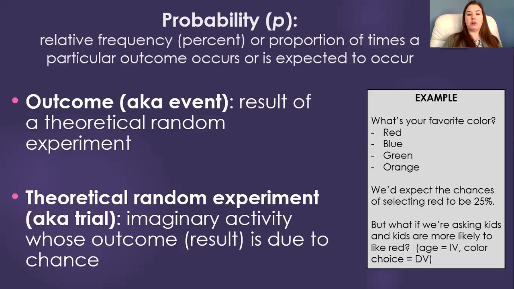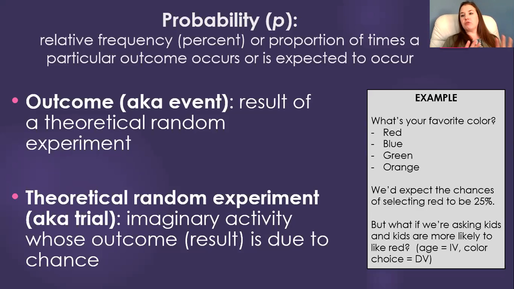The second term here is theoretical random experiment, also known as a trial. This is some imaginary activity whose outcome is due to chance. So everything that I just mentioned, like rolling a die, or, my 4-year-old plays Chutes and Ladders now, with one of those little spinners that lands on a different number. Those are all examples of theoretical random experiments, things that actually happen due to chance.